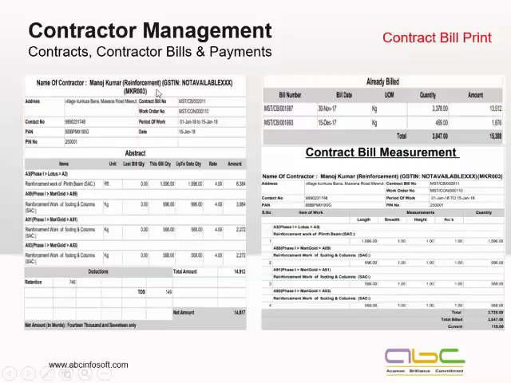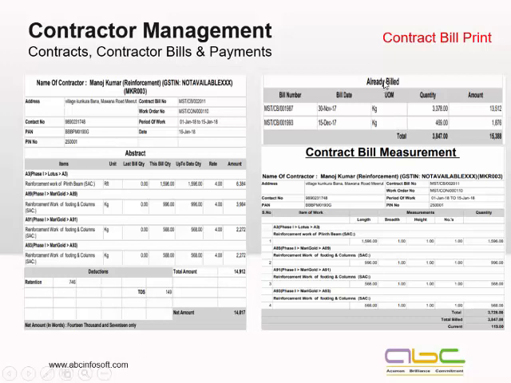Now this is one of the formats for the contractor bill print. Information of the contractor, period of work, date. This is the abstract thing. Phase, work, last bill quantity, this bill quantity, up to date quantity, rate and amount. Then total amount, retention, TDS, automatically generated.